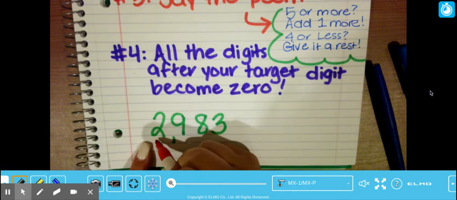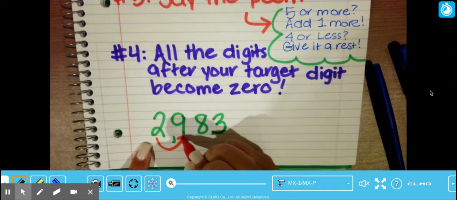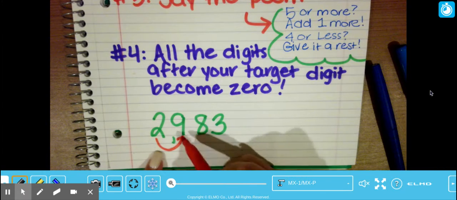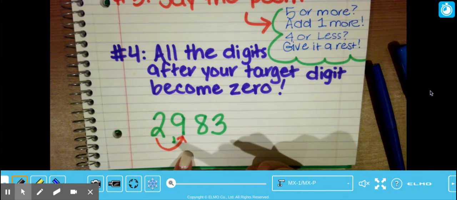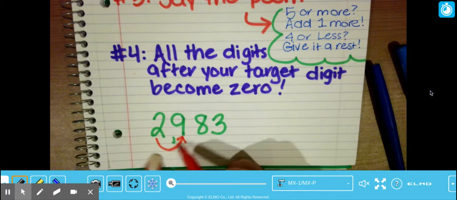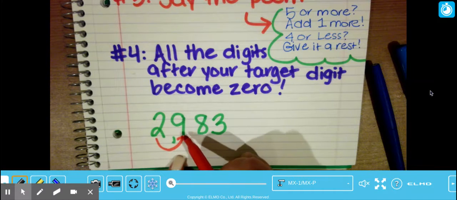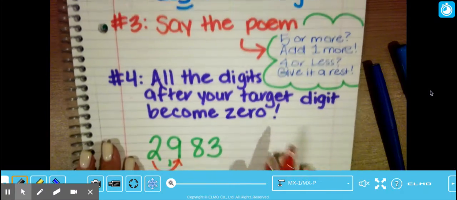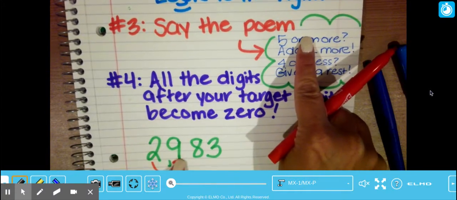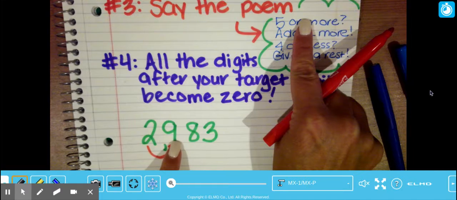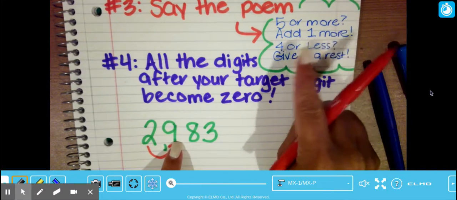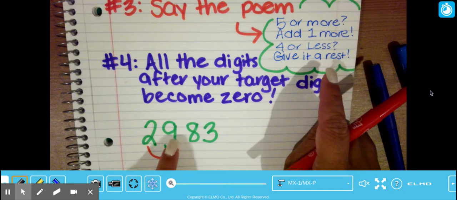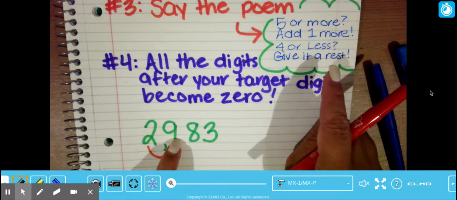So I have my target digit, and you're going to find out, I'm a fan of arrows. Just love drawing arrows. So I like to draw the Amazon arrow right there from A to Z. You're going from your target digit to the digit to the right, which happens to be Mr. 9. And then you're going to say the poem. 5 or more. We're looking at the digit to the right. 5 or more, add 1 more. 4 or less, give it a rest. So my digit happens to be a 9. That's definitely more than 5, right?